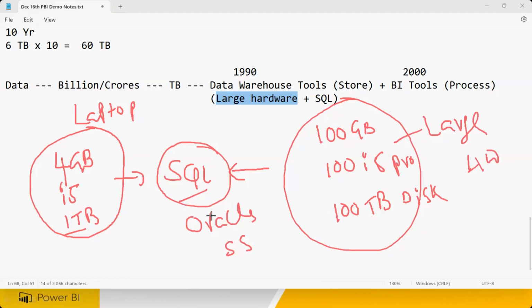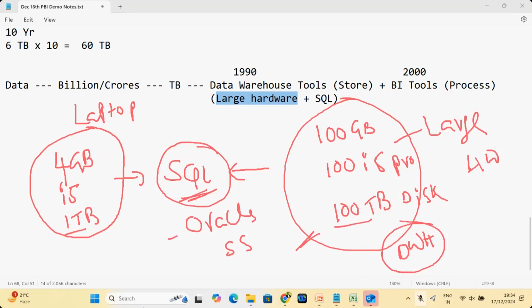Large hardware. What software am I going to install? Same software, Oracle, SQL Server. Now this machine is called a data warehousing machine. I can accommodate 100 terabytes of data in this. Clear? Software wise, same software, Oracle or SQL Server. So it may be an Oracle data warehousing machine or a SQL Server data warehousing machine, or a Teradata data warehousing machine. So data warehouse means large hardware.